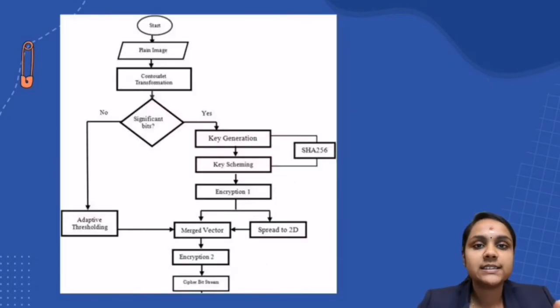The flowchart of SHA. SHA has its own significant bits, where it transforms from the counterlet. If there are significant bits, then it must be secure. So we'll encrypt it with key generation along with key scheduling, where SHA-256 hashes the transformation. When encryption one is done, it will separate into two flows, which are merge vector and spread to 2D. Merge vector encrypts to cipher bit string. Else, if there are no significant bits, it will flow to adaptive thresholding. Then it ends up with merge vector and encrypts to cipher bit string.